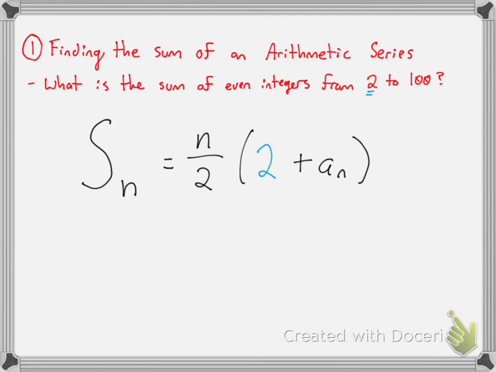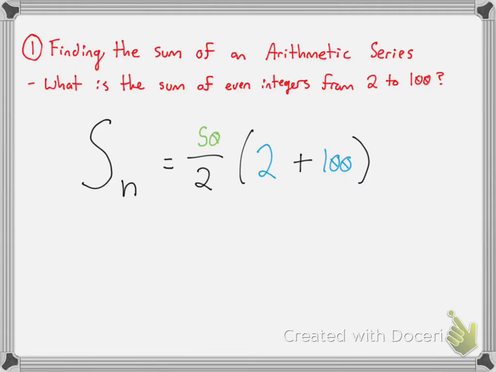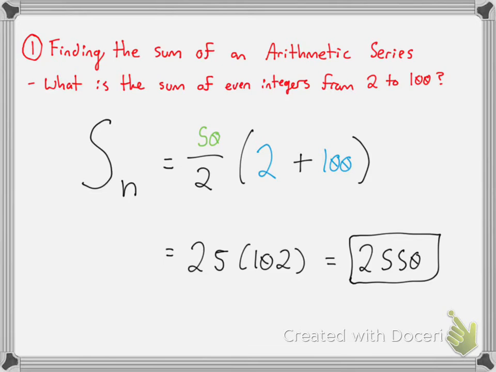My first term is 2, and I'm going all the way up to 100, so that's my an term. Thinking about my n value, how many even integers are there from 2 to 100? Logically, I know that there are 50 even numbers from 2 to 100, so that's what I'm going to plug in here. Now all I have to do is let my calculator do the work. 25 times 102 is 2,550.